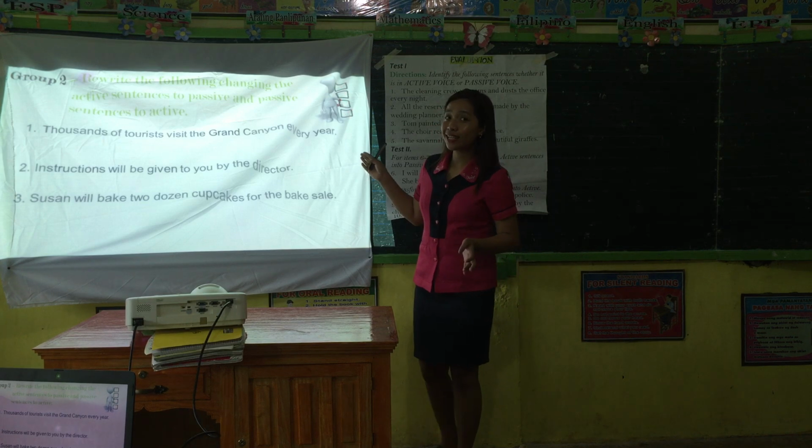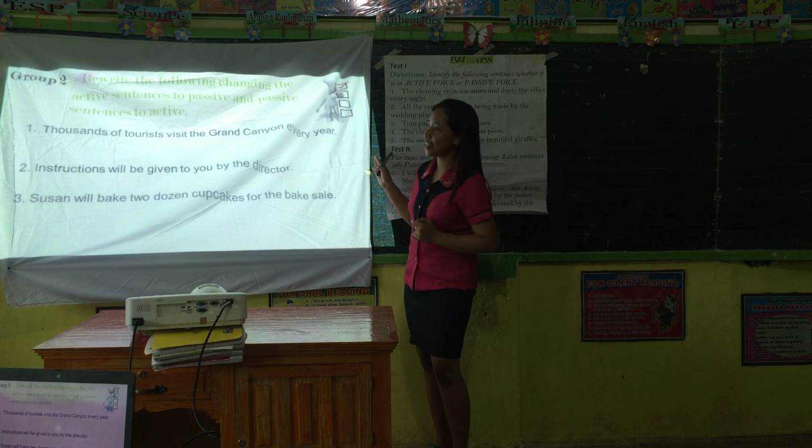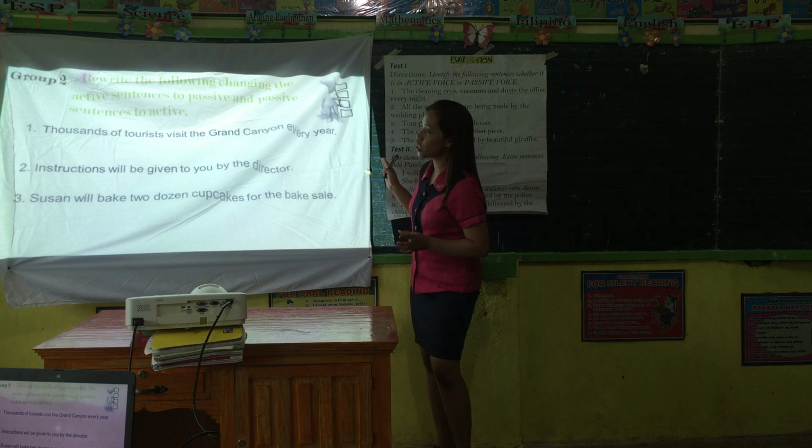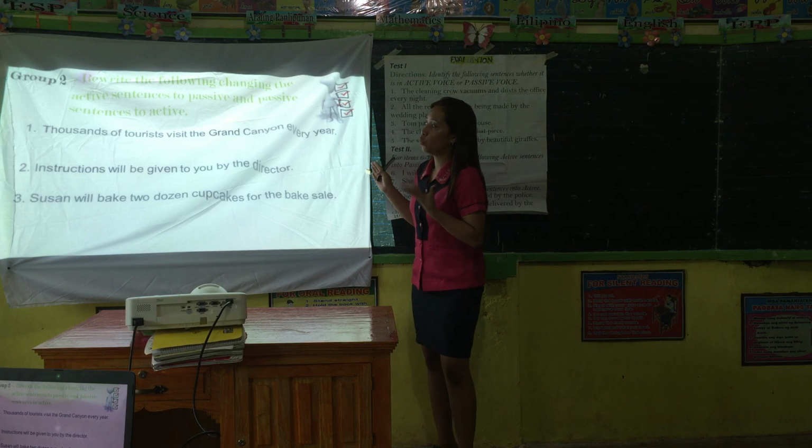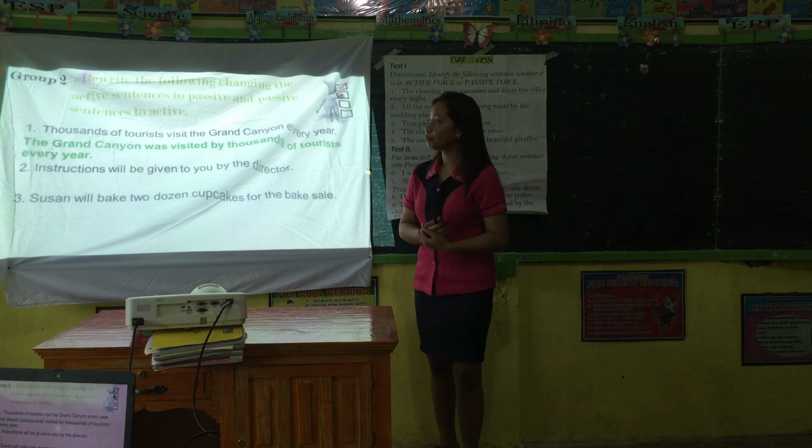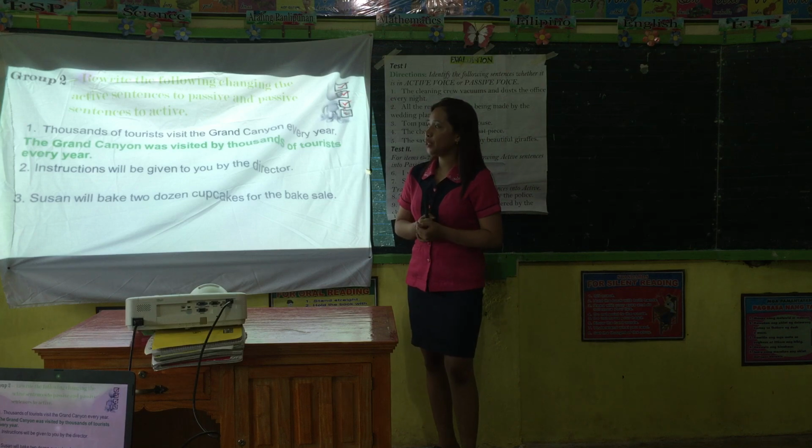So this sentence is an example of an active voice since the subject comes first, which is tourist, while the action is last, which is the visit. So it will be transformed into: the Grand Canyon was visited by thousands of tourists every year.